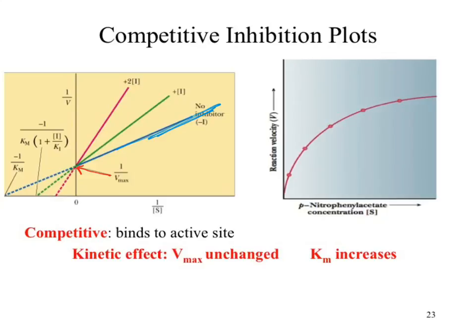Well, if Km gets bigger, what happens to 1 over Km? It gets smaller, so your slope starts becoming steeper. Okay. So it's recognizing what those changes do in your overall graph.